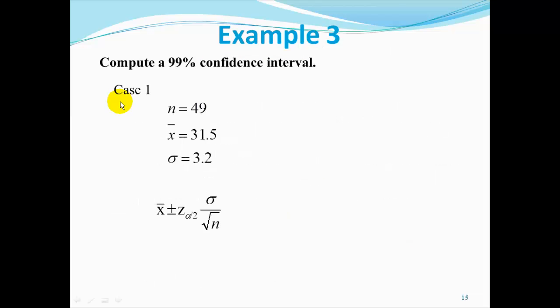You should have identified that this is case 1, a large sample case with n equals 49 and sigma being known. You should have used the formula x bar plus or minus z alpha over 2 times sigma over the square root of n in order to estimate your population parameter.